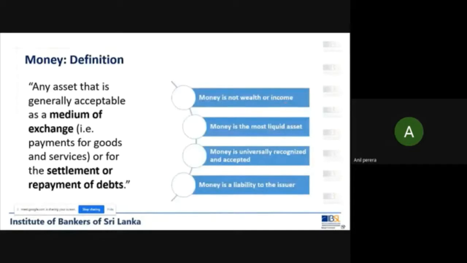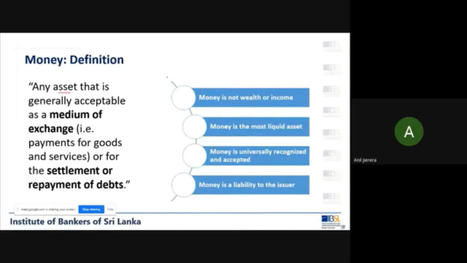Now, let's define money first before we move further. Very simply, in most instances, we define money as an asset which is generally acceptable as a medium of exchange or for settlement or repayment of debts. This definition has a few important words. First, it's an asset.